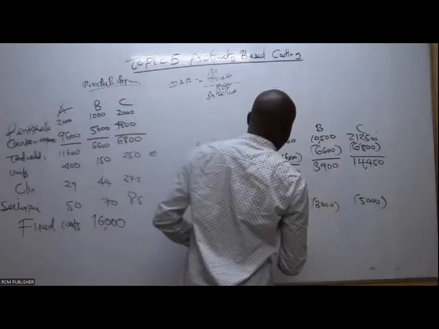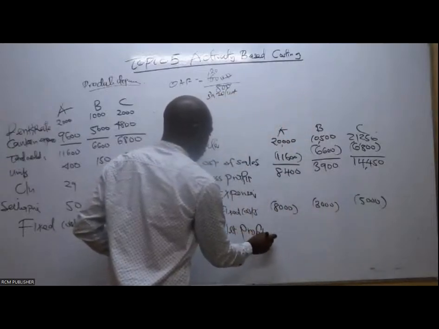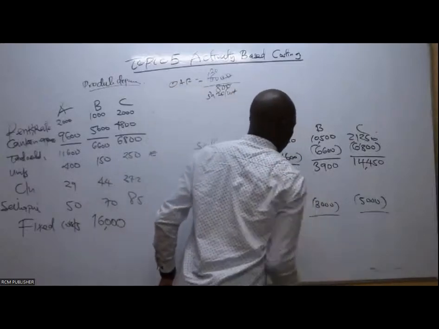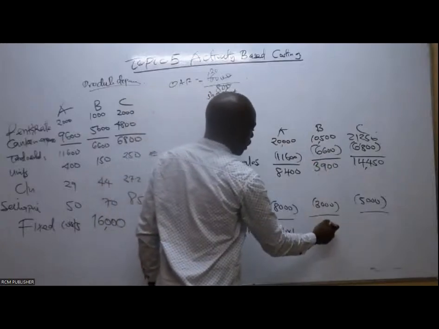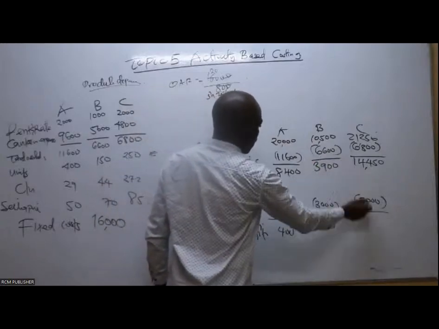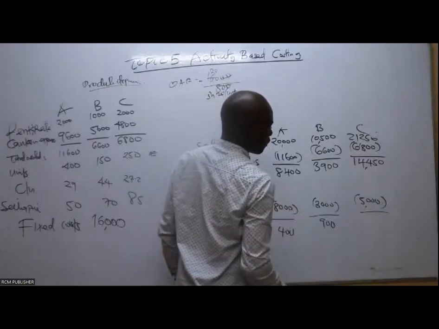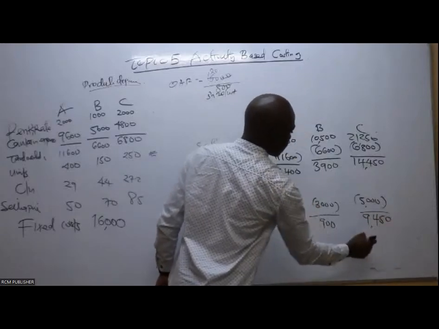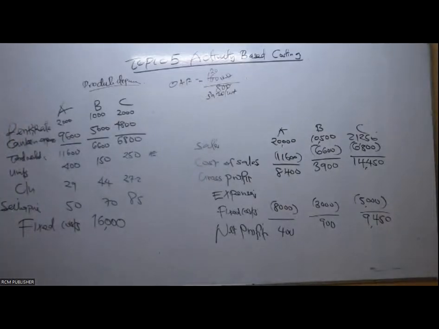Then from there, we now get net profits. So here, 400, here, 900, here, the difference between 14 and 5, I think, is 9. 9 for 50, is it? Is it 9 for 50, the last one?